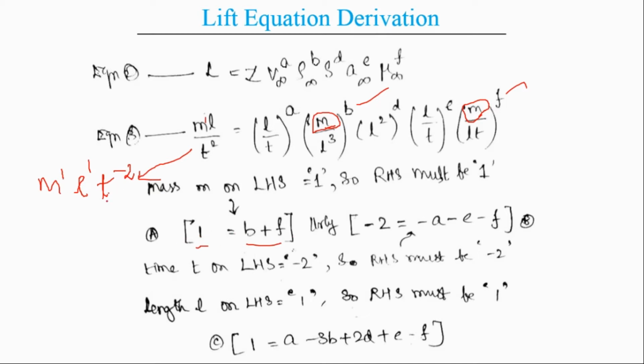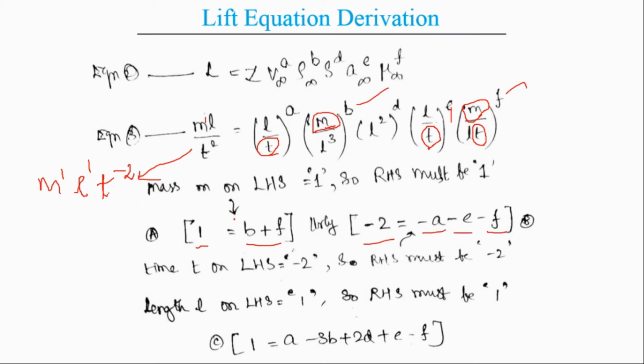Similarly, when we are taking the t term, any terms which are associated with t, here we see that t is associated with 3 different factors. It is in the denominator, so minus term. So when we add minus a, minus e, and minus f, we must obtain minus 2, which is on the left hand side.